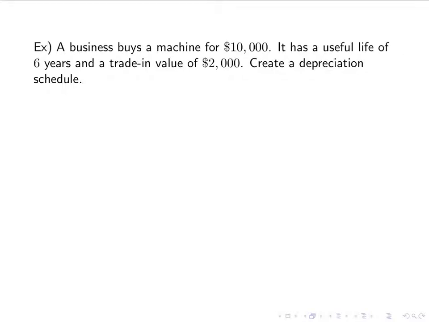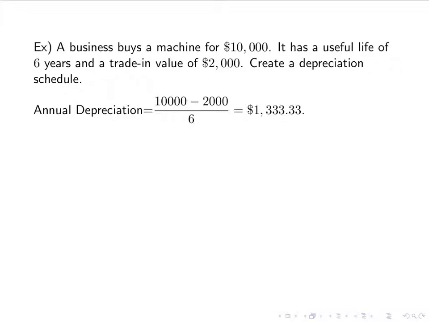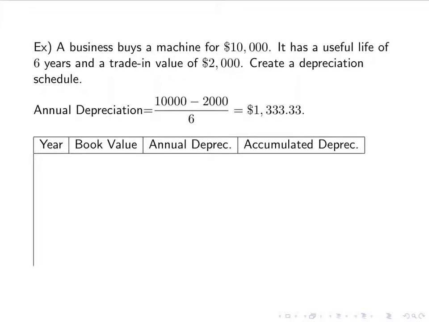So let's look at our last one. A business buys a machine for $10,000. It has a useful life of 6 years and a trade-in value of $2,000. Create a depreciation schedule. So again, we'll start with the annual depreciation. $10,000 minus $2,000 all over 6. That's going to round to $1,333.33. So we're going to see what happens if we had to round our annual depreciation.